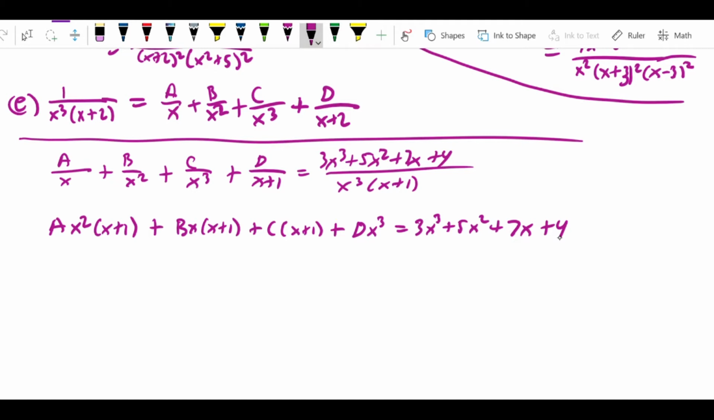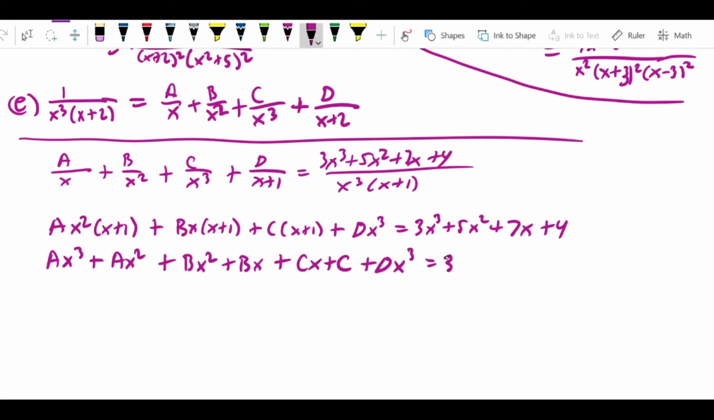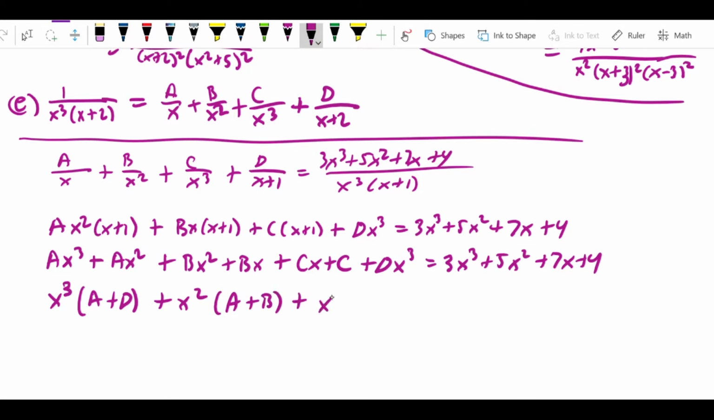So there we go. And what I'm going to do is solve this by grouping. That's just my preferred technique for ones where we can't zero out everything. So I'm going to multiply this through, and this becomes ax cubed plus ax squared plus bx squared plus bx plus cx plus c plus dx cubed equals 3x cubed plus 5x squared plus 7x plus 4. I can now group everything with an x cubed together. That's going to be x cubed a plus d plus x squared a plus b plus x b plus c, and then plus c. That accounts for all the terms, and that's going to equal 3x cubed, 5x squared, 7x plus 4.